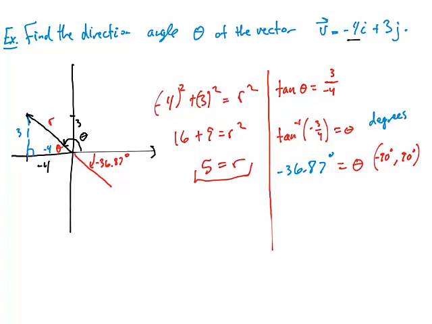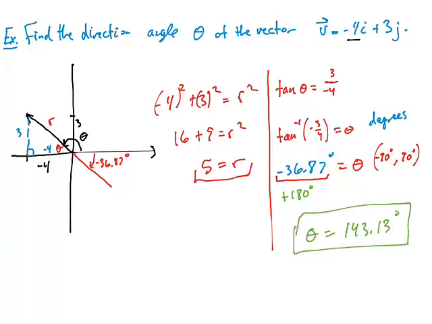So -36.87 degrees is in quadrant 4. We want to get into quadrant 2, so what we need to do is add 180 degrees, and doing so we're going to end up with 143.13 degrees. This final step can be quite tricky, so you need to be careful to make sure that the angle we actually find from the calculator matches the image and which quadrant we want to be in.